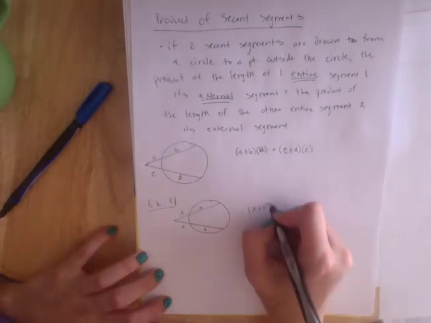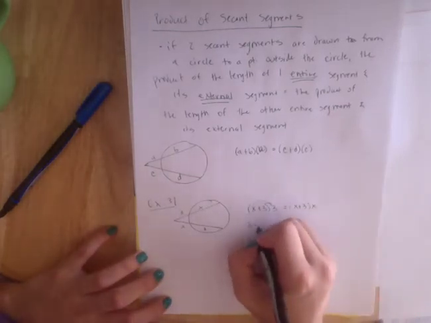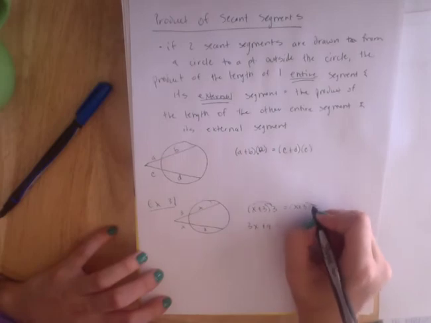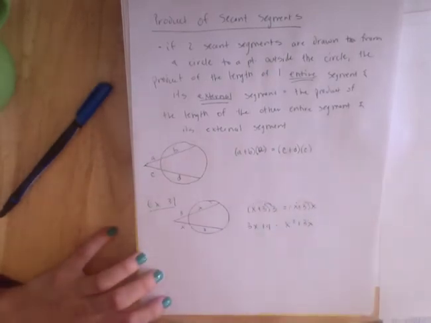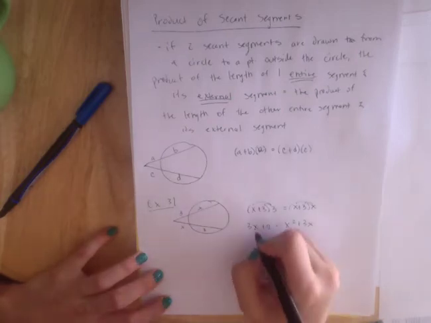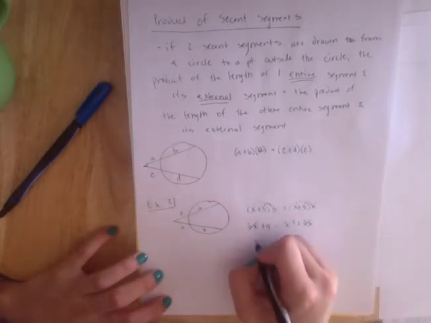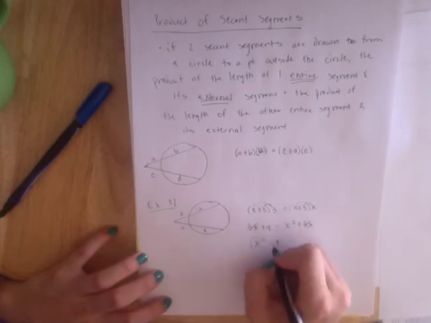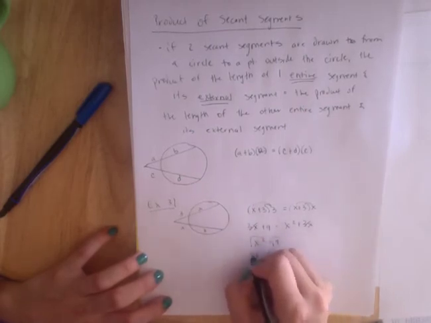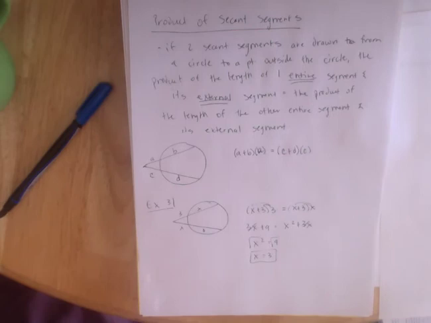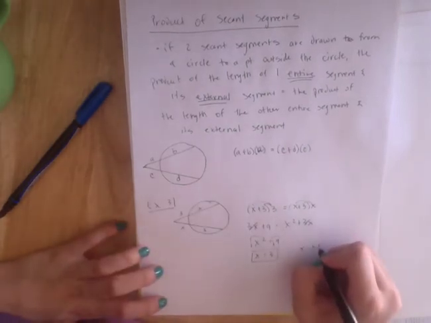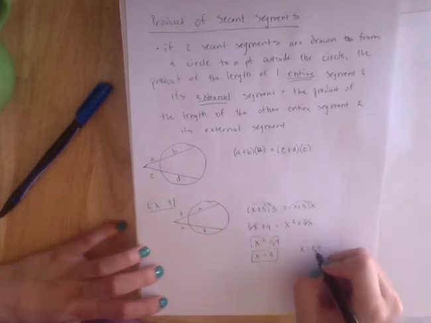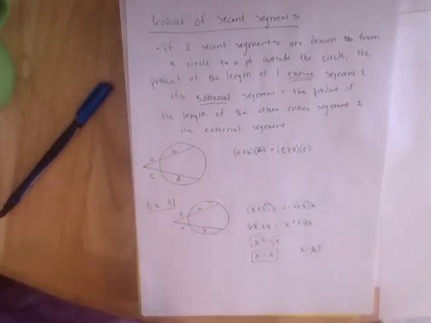Okay, distribute. So 3x plus 9 is x squared plus 3x. Okay, I have 3x on both sides, so those cancel. x squared equals 9. Take the square root, x equals 3. Okay, now technically we know x is plus or minus 3, but we eliminate our negative option because we're not going to have a negative length.